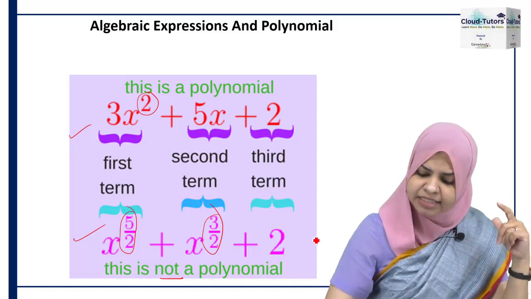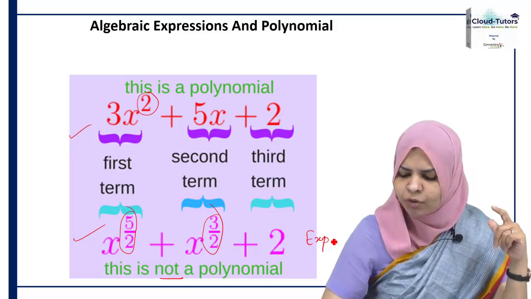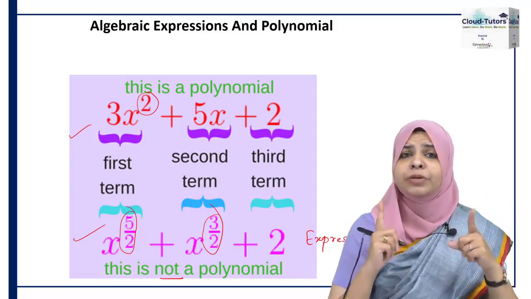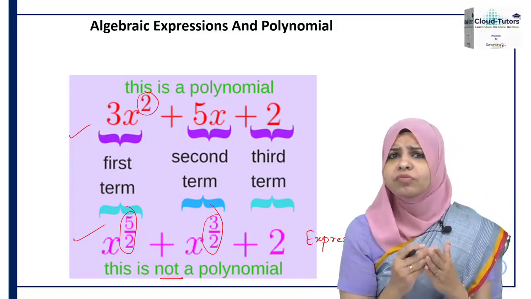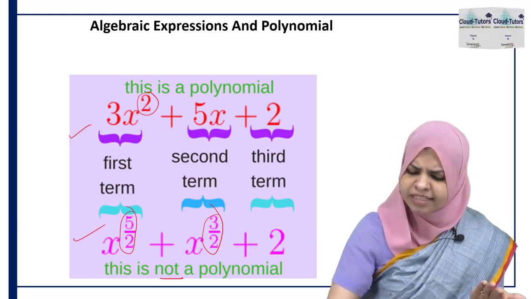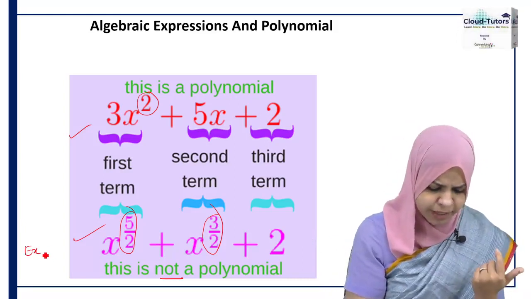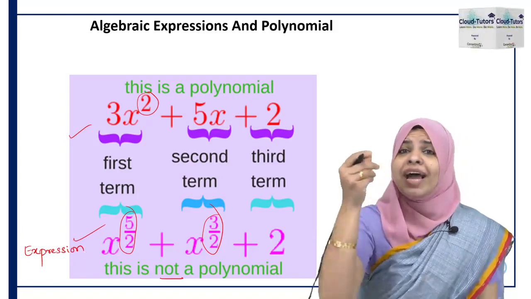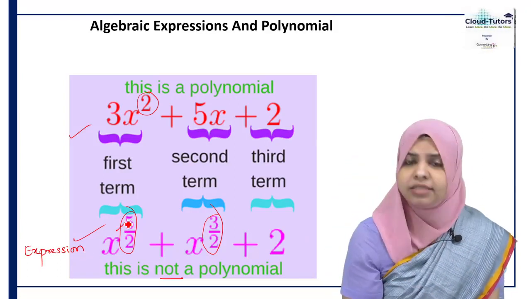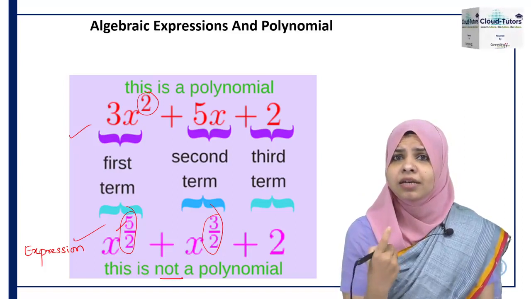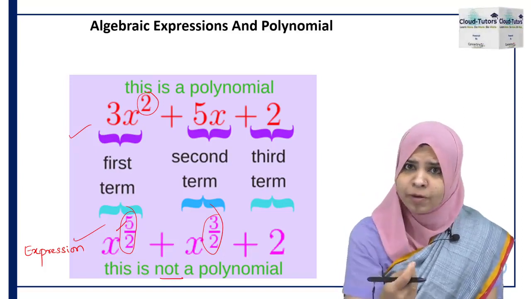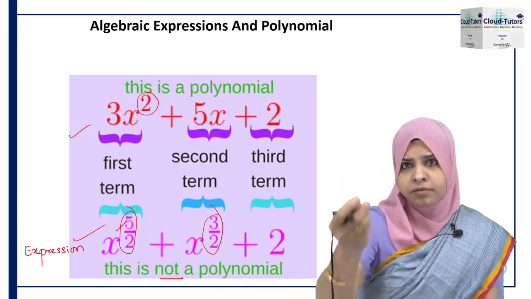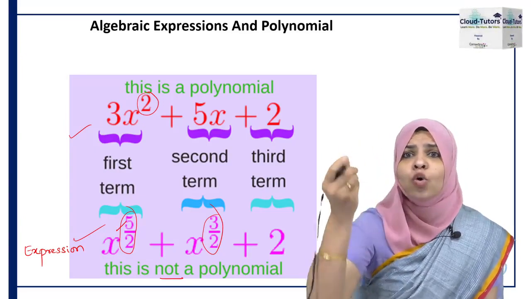See, definitely this is an expression, no doubt about it. It is an algebraic expression. But why is it not a polynomial then? Is my question. See here, whenever you have a fractional power, and when I say fractional, I mean p by q form, whenever it is raised, the degree of the variable is not a whole number.